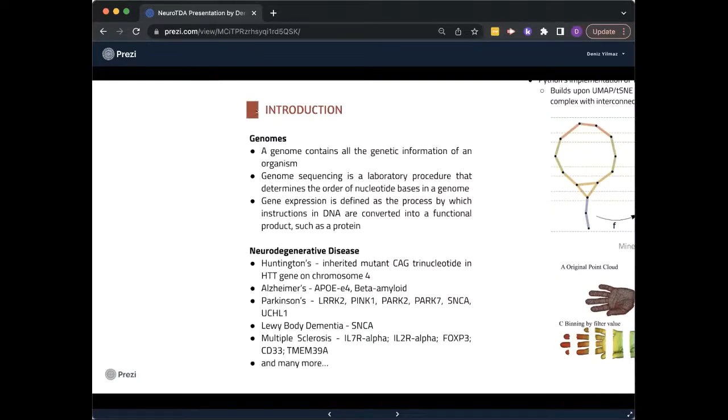The neurodegenerative diseases that you see here are some of the ones that we will be analyzing. They consist of Huntington's, Alzheimer's, Parkinson's, Lewy body dementia, and multiple sclerosis, among others. We have already identified some of the genes that are associated with these diseases, and they will be used in our analysis.